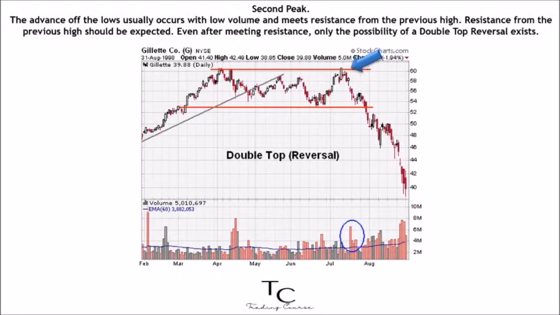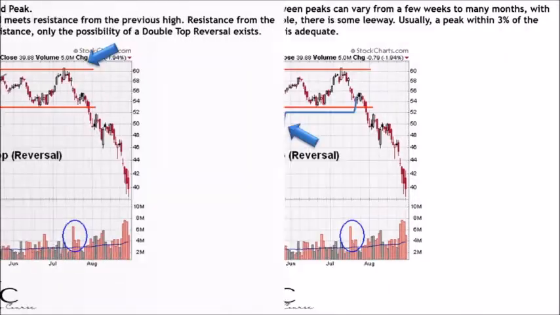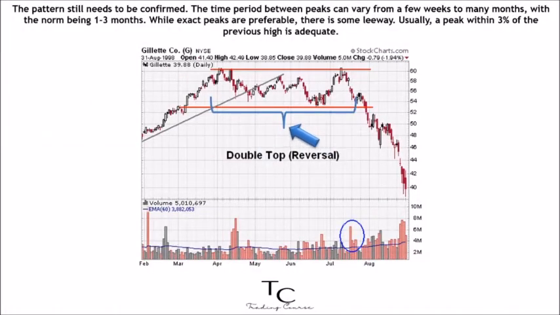Second peak. The advance off the lows usually occurs with low volume and meets resistance from the previous high. Resistance from the previous high should be expected. Even after meeting resistance, only the possibility of a double top reversal exists. The pattern still needs to be confirmed.